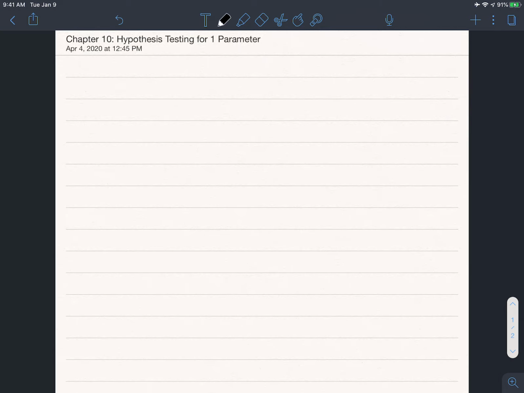All right, so we've arrived at chapter 10, which is pretty exciting. Chapter 10 is hypothesis testing for one parameter. And it's exciting because this is really what we've been building up to. I know I said that in chapter 9, that a lot of what we've been doing built up to that, but chapter 10 really kicks it into high gear.